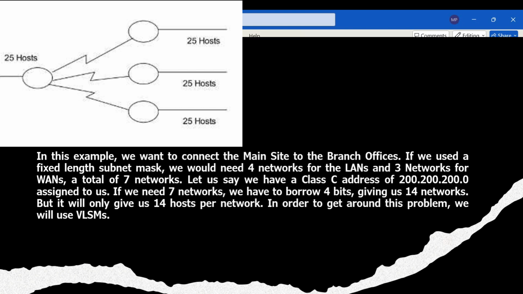If we use a fixed length subnet mask, we use 4 networks for the LANs and 3 networks for the WAN connections, so in total we need 7 networks. Let us say that we have the class C address 200.200.200.0 assigned to us. If we need 7 networks, we have to borrow 4 bits, giving us 14 networks, but it only gives us 14 hosts per network. In order to get around this problem, we will be using VLSM.